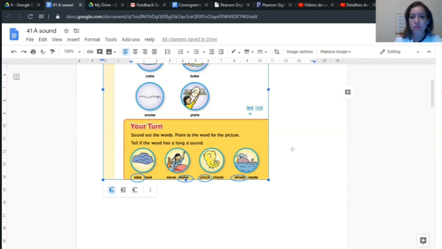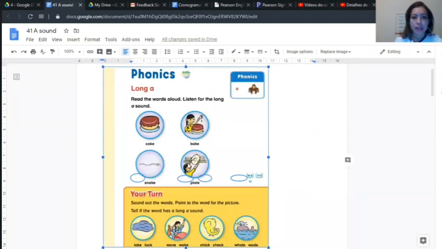Let's repeat the ones on top as well. Cake, bake, snake, plate. All right, very, very good.